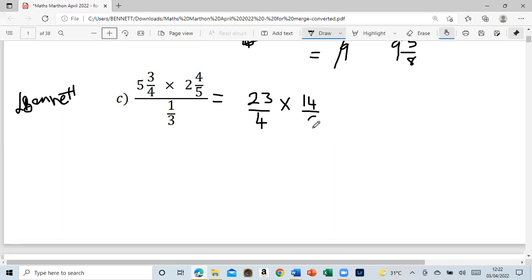All right, we can reduce this time, guys, right? 2 can go into 14 and 4. So 2 into 4 is 2, 2 into 14 is 7, all right? And then now we multiply 7 times 23. 7 3s are 21, 7 2s are 14 and 1 is 15.